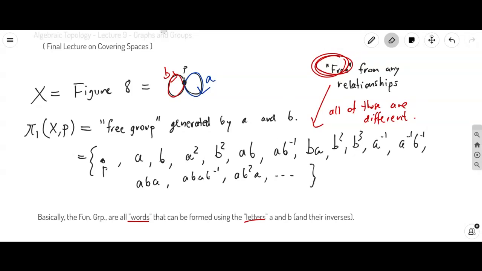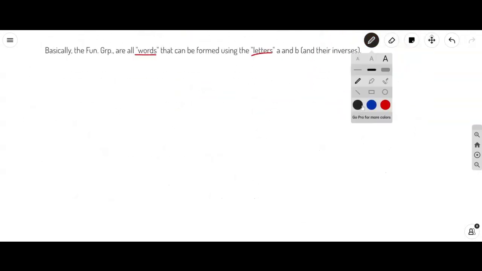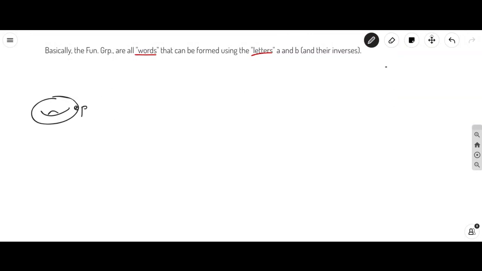Now, an example of something that is not free would be when we talked about the fundamental group of the torus. So when we have the torus, we saw that if you pick some kind of base point P, you have a loop going around like that. The orientation does not really matter, how you choose to orient it. And then you have a loop going around like this.